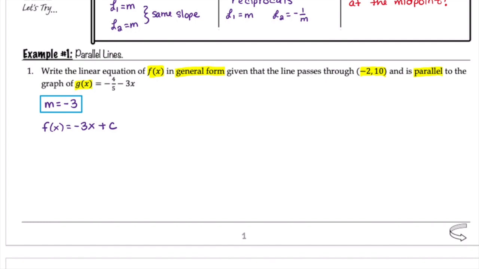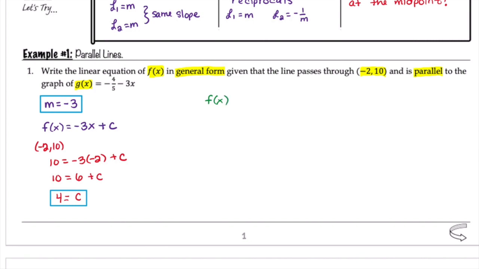So what we need to do is take that point (-2, 10) and substitute it into the y and the x value so we can manipulate this and solve for c. And we get a value of c equal to 4. So we're going to put this together and write our equation.